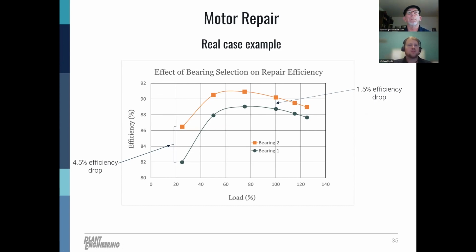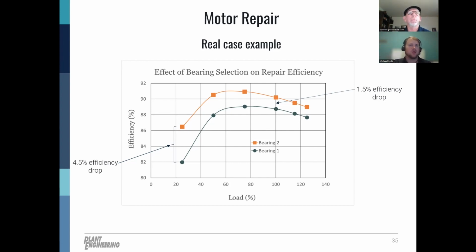And then speaking of high quality motor repairs, here's an example showing what may happen when quality control procedures aren't followed. The graph shows two performance curves for the same motor, a 10 horsepower, 4-pole, 1800 RPM motor. Nameplate full load efficiency is 91%. The orange line shows the efficiency when the motor was repaired with top of the line, very high quality motor bearings.